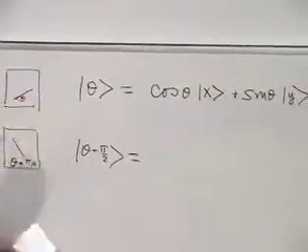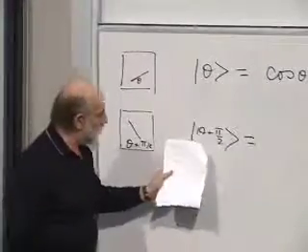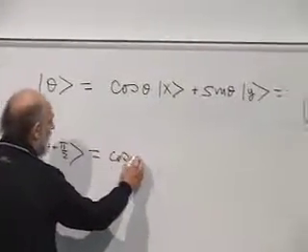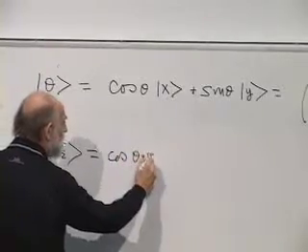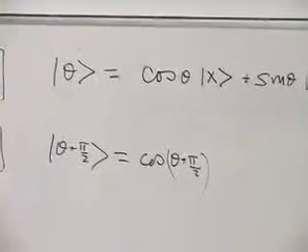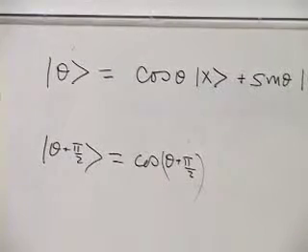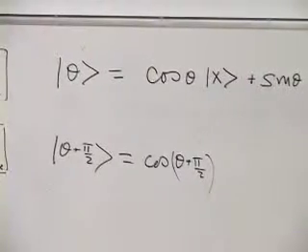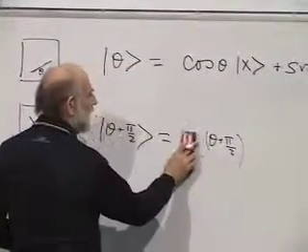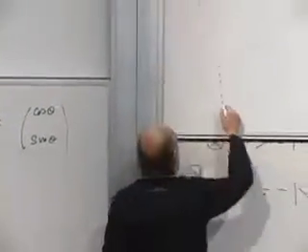How about this one? This one had better be exactly the same, except wherever you see theta here, you should stick in theta plus pi over 2. So this should be cosine of theta plus pi over 2. But what's the cosine of theta plus pi over 2? Well, not quite. Close. Minus the sine of theta. Cosine of theta plus pi over 2 is minus the sine of theta. Let's just check why that's so.